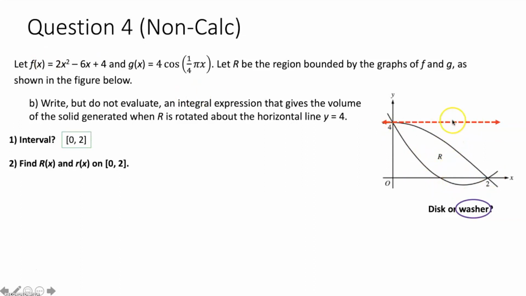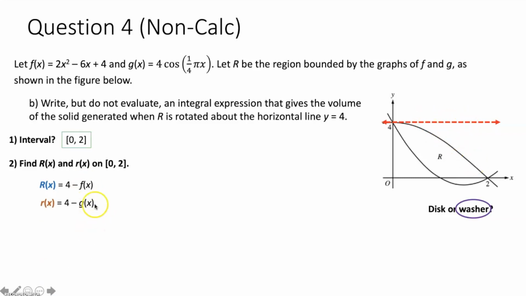So how do I find this distance? I take whatever's greater, subtract whatever's lesser. So in this case, our axis of revolution is actually greater than our function on this interval. So we take 4, subtract f of x, and that should give us the length of our outer radius. Our inner radius is the distance from our axis of revolution to our inner function, which in this case would be g of x. So to find this distance right here, we take whatever's greater, subtract whatever's lesser. So in this case, our axis of revolution is actually greater than our function again. So we're going to take 4, subtract g of x, and that'll give us the length of our inner radius.